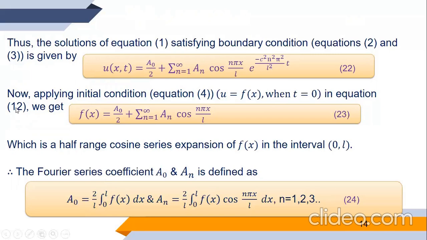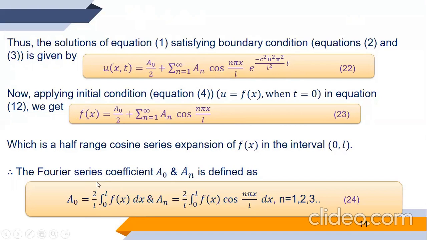So in equation 22, we get f(x) is equal to, because u(x,0) is equal to f(x), f(x) is equal to a0 by 2 plus summation n is 1 to infinity a_n cos(n pi x by L), because e raised to 0 is 1. So we get equation number 23. This is the half range cosine series. We get the half range cosine series expansion of f(x) in the interval 0 to L.